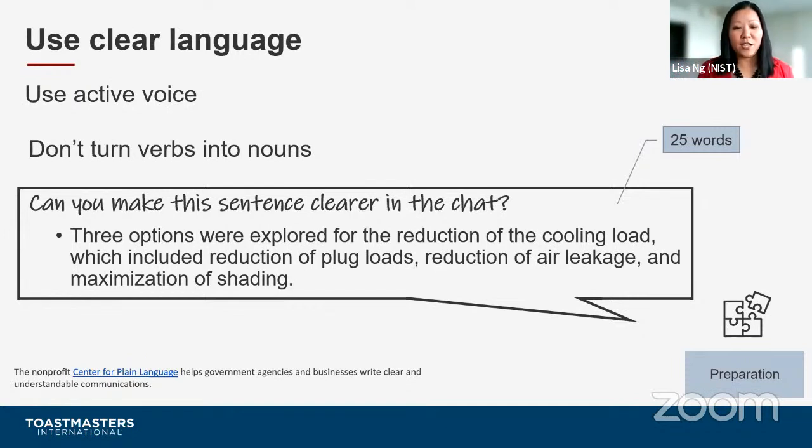And then Michelle said reduction of plug loads, reduction of air leakage, and maximize shading are 3 options explored for the reduction of the cooling load. Awesome. And then Carrie said options used to reduce the cooling loads included reducing plug loads, ... Very good. Excellent. So you can see how we can say the same thing in multiple ways.